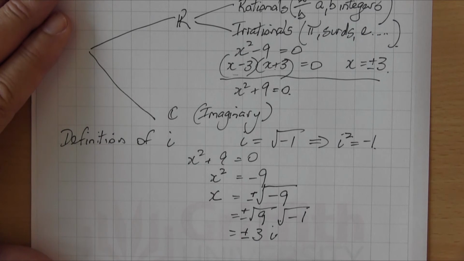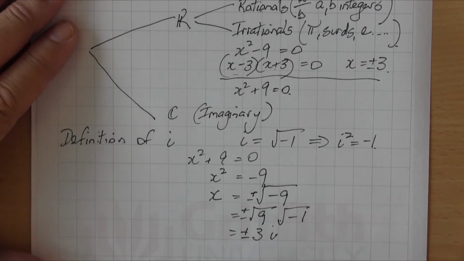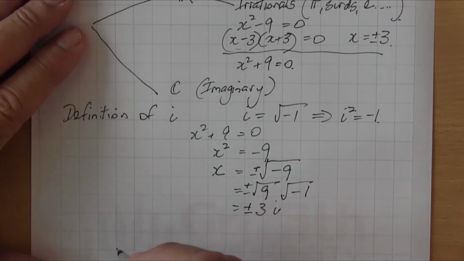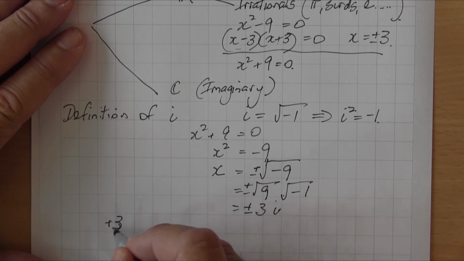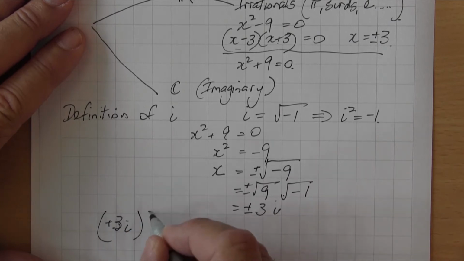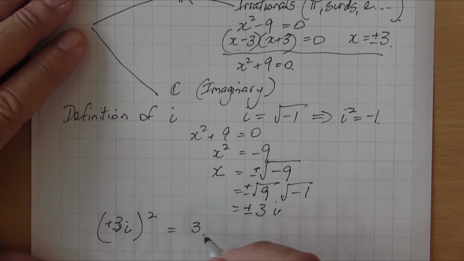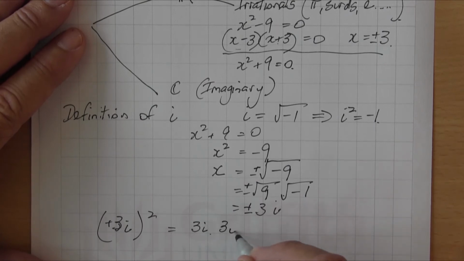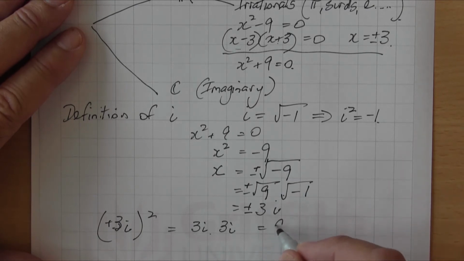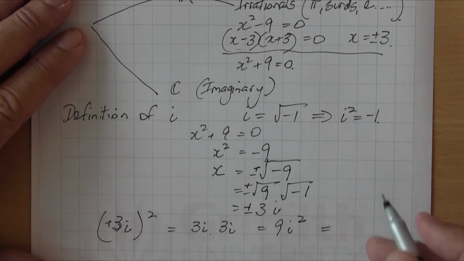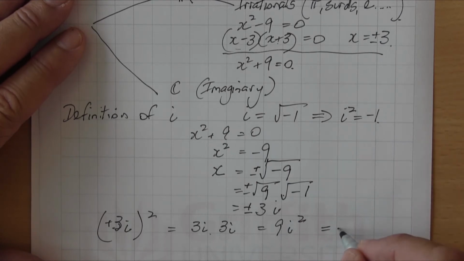We can check that our answer is correct, because if we square this, we should get back to -9. So let's just try that very quickly. We get (plus 3i) squared is equal to 3i times 3i, and that's equal to, multiply the numbers together, 3 times 3 is 9, i times i is i squared. i squared by definition above is equal to -1, so that's equal to -9. So that one is true.